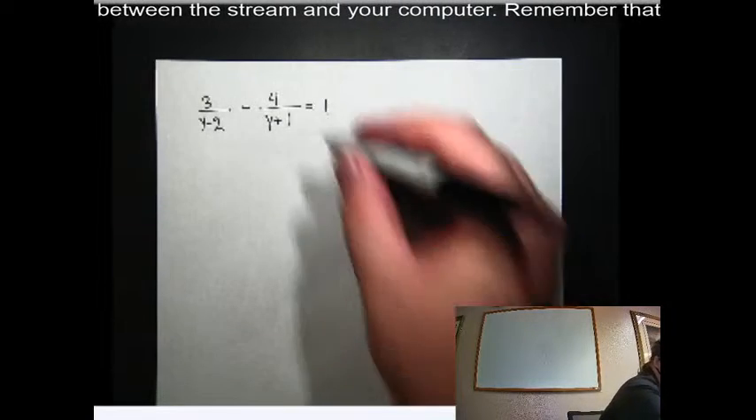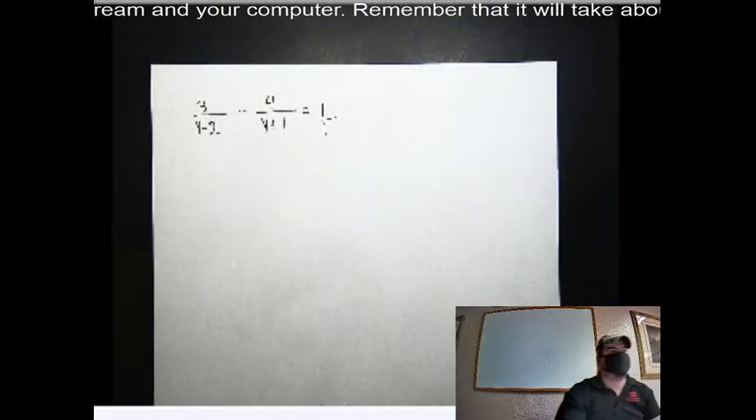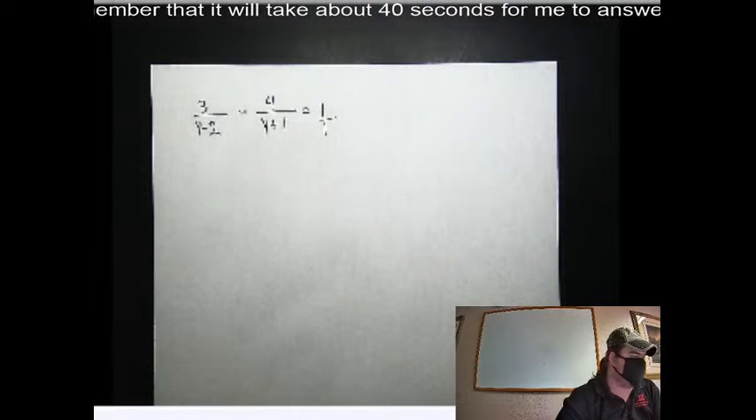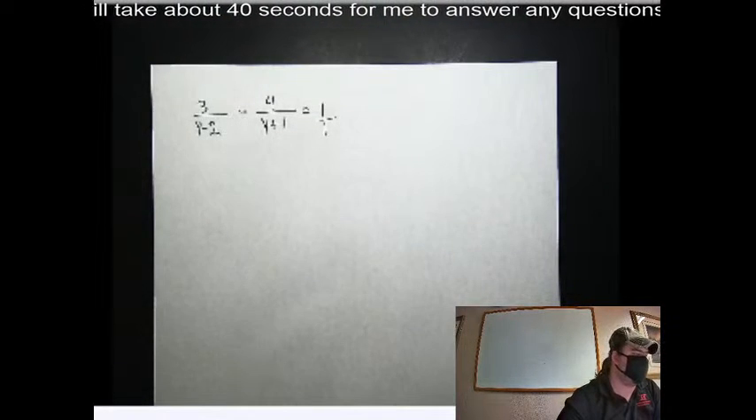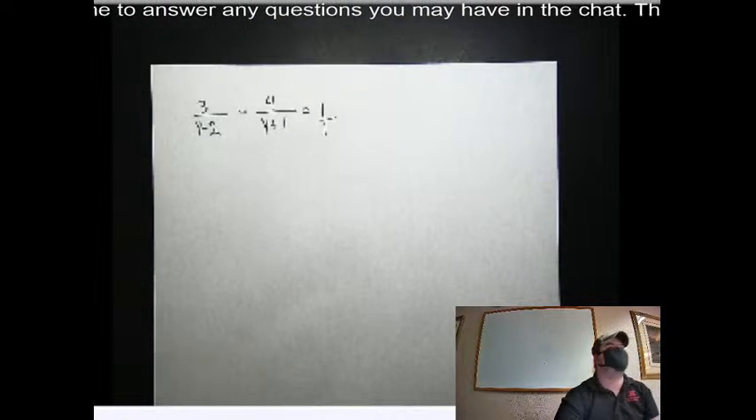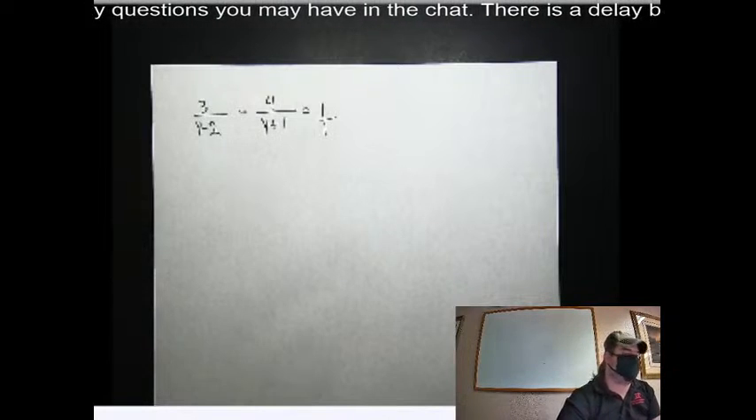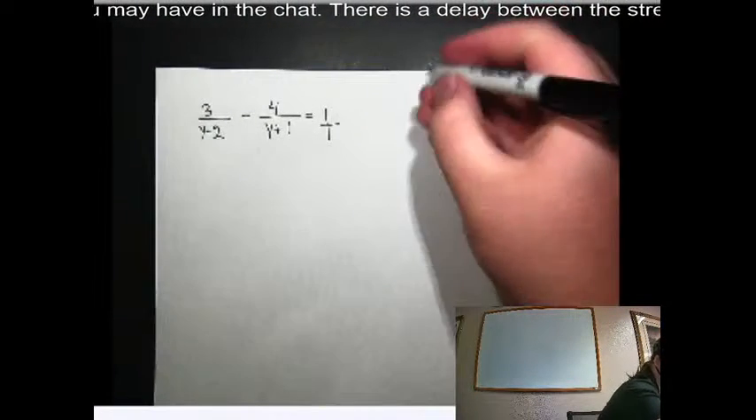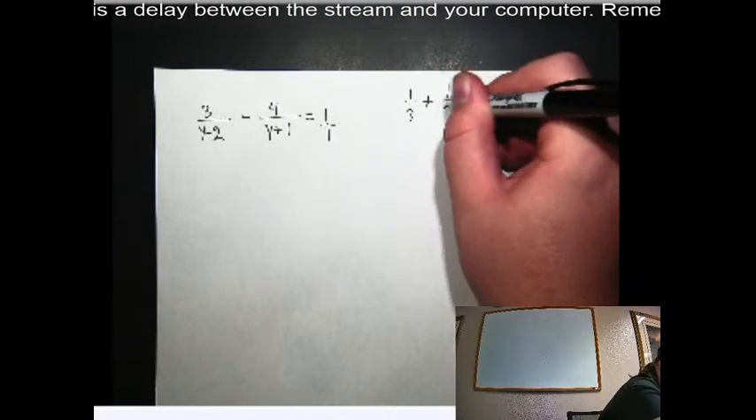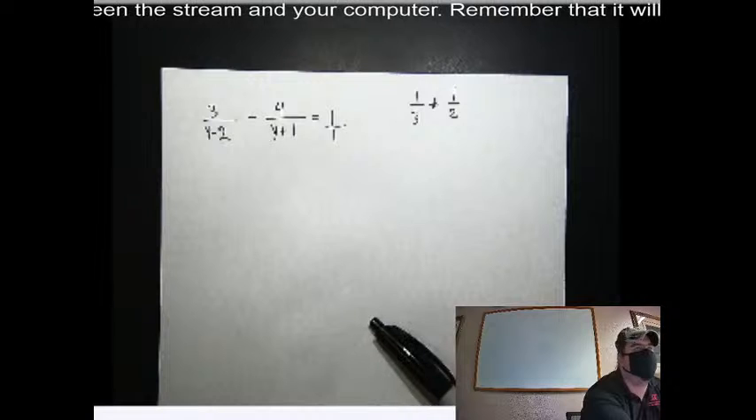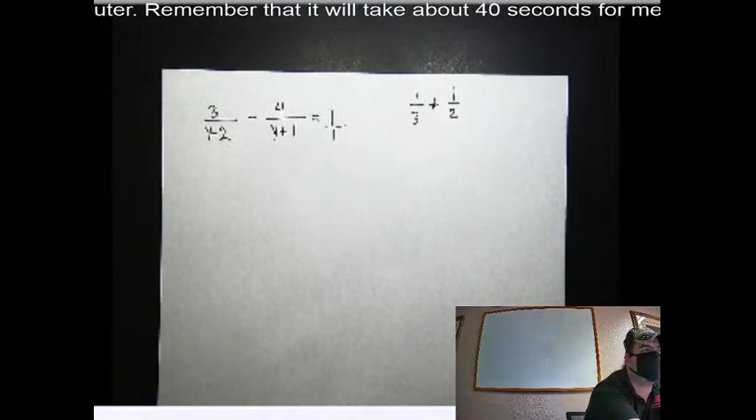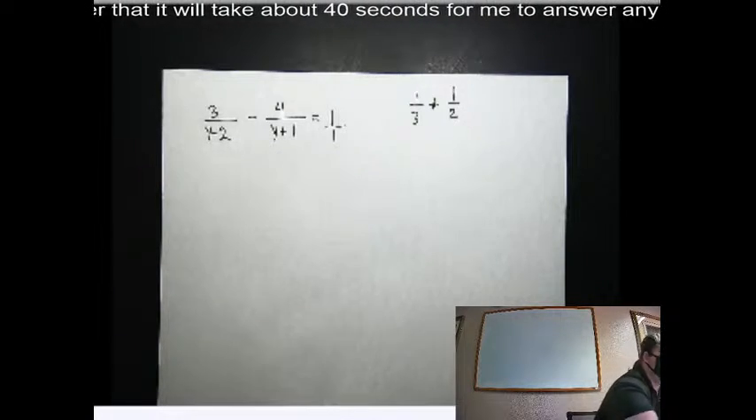To start us off, let's go ahead and make this 1 a fraction as well. And now we need common denominators. How do we make a common denominator between y minus 2 and y plus 1? Exactly. Remember that if all else fails, and you have something like 1/3 plus 1/2, the easiest way to get a common denominator is to just multiply the denominators. So let's go ahead and do that.